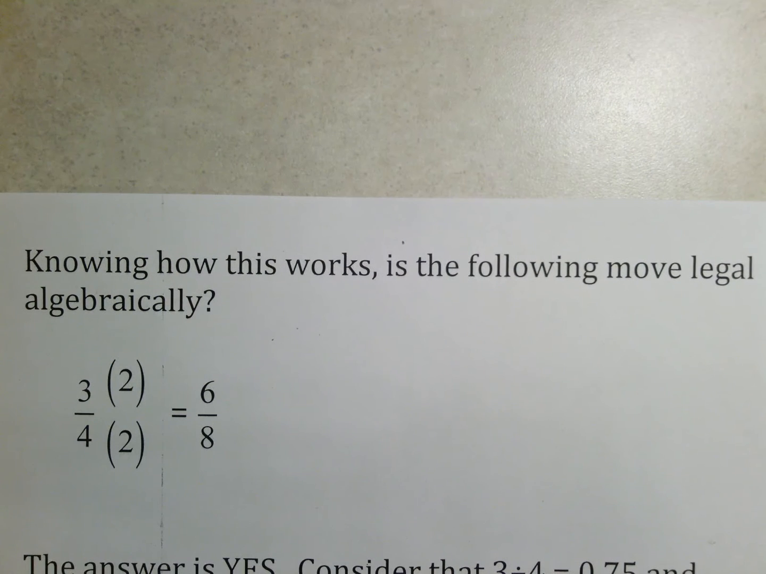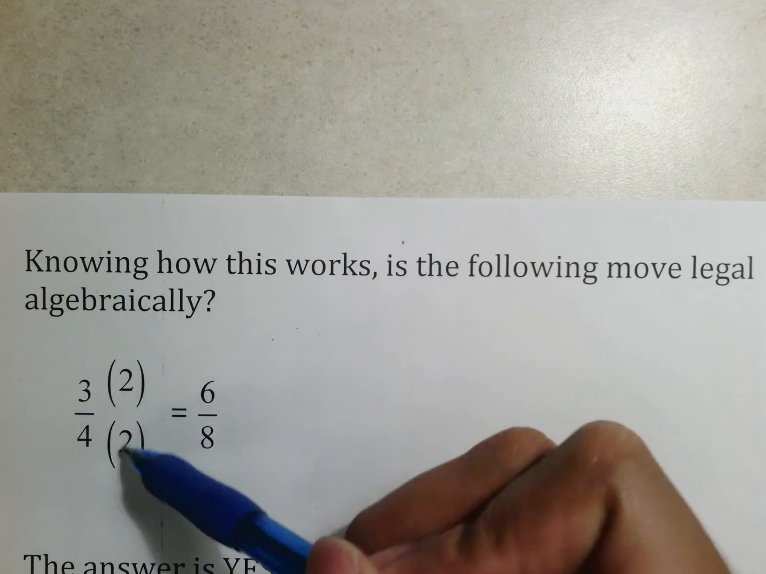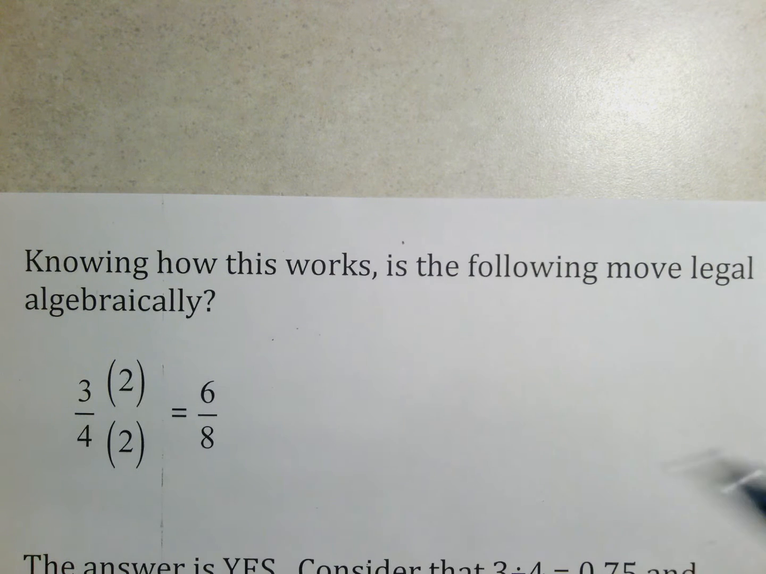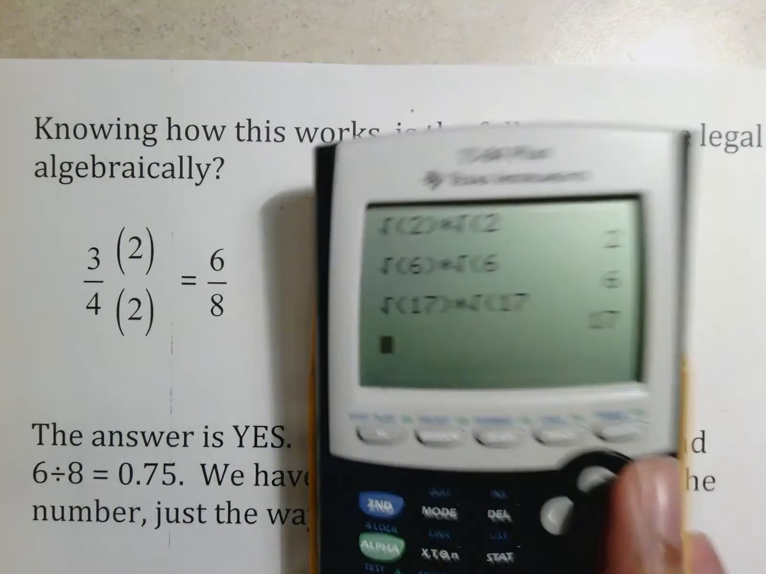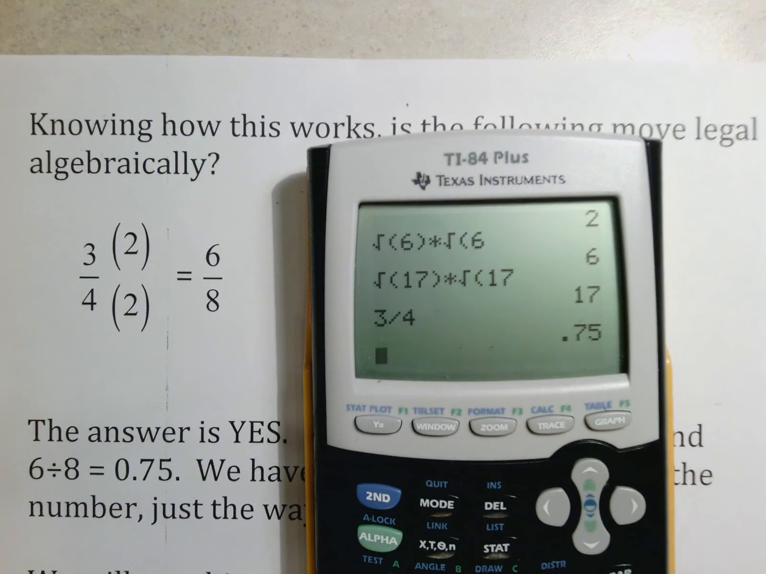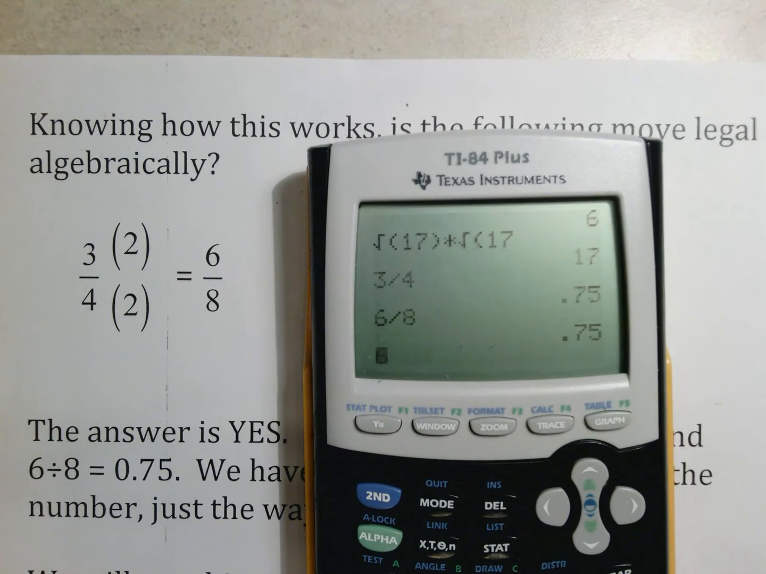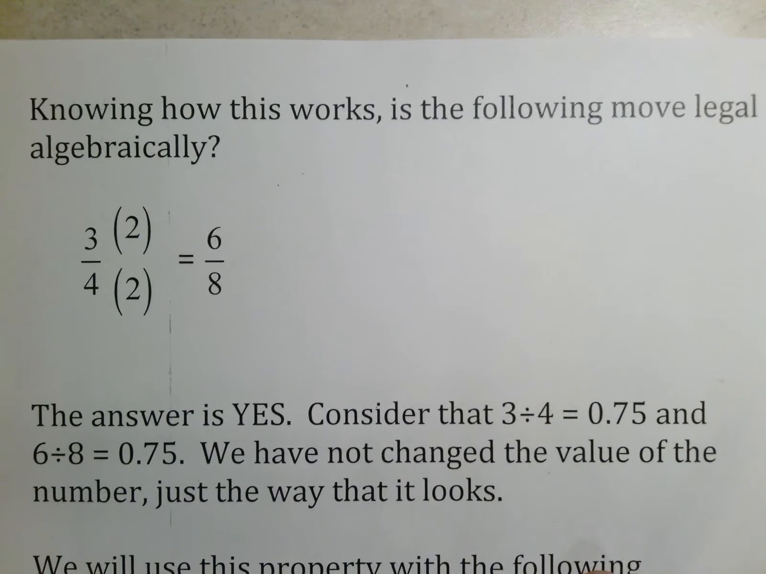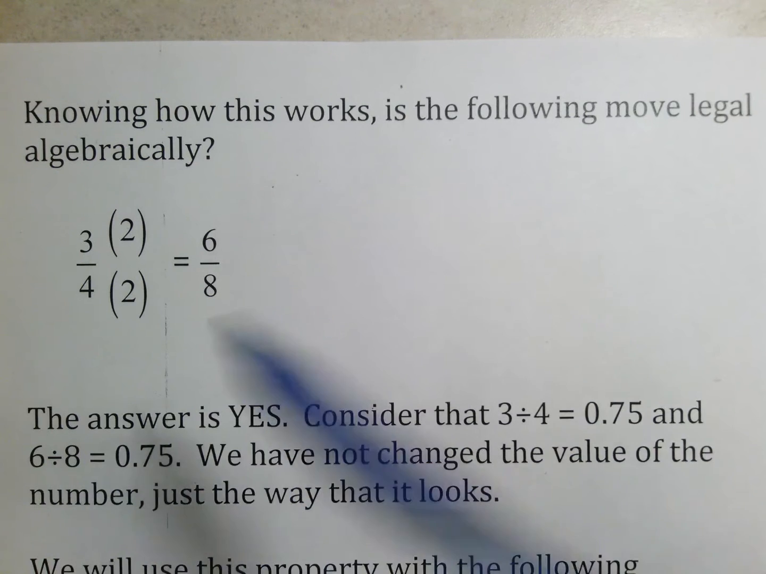Knowing how this works, think about whether this is a legal move algebraically. I have the number 3/4, and I multiply the top by 2 and the bottom by 2, and turn this into 3 times 2 being 6, 4 times 2 being 8. That is actually a legal thing there, because if you look at 3/4 in the beginning, 3 divided by 4 gives me the answer 0.75. If I look at 6 over 8, 6 divided by 8 is also 0.75. So again, what you have not done is change the value, you just change the way it looks. So you kind of rename this. Instead of 3/4, you turn it into 6/8.